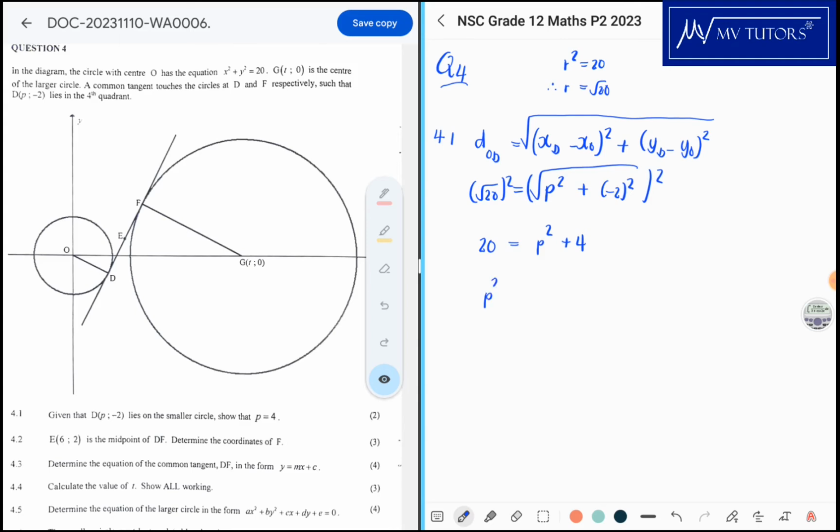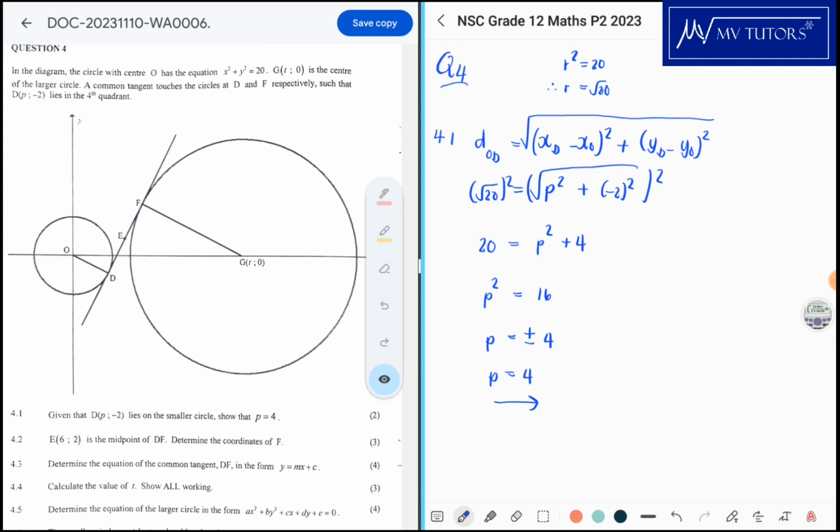Then P squared is 20 minus 4, which is 16, and P would be plus or minus 4. Now, we know that D is in the fourth quadrant, and in the fourth quadrant, our x coordinate should be positive. So P is ultimately 4, and we have shown it. And that was just 2 marks.